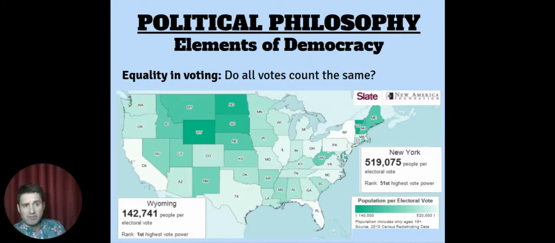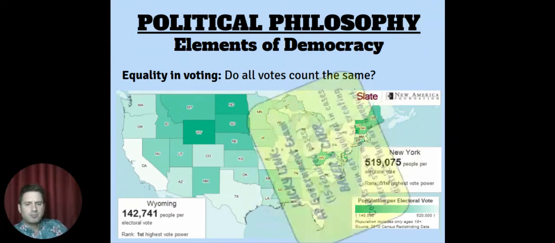If a bomb went off and everyone in Wyoming but a couple of people died, they'd still get 3 electoral votes. And this particular graphic, which is older, so the exact numbers are outdated, shows how many people per electoral vote there are in a couple of different states. Wyoming, just a few people, a mere 142,000 per electoral vote. New York, it takes over 500,000 to get that 1 electoral vote. So there's some differences from state to state.